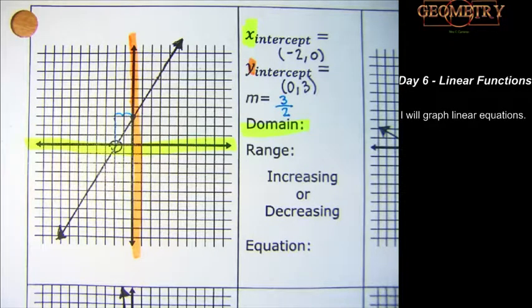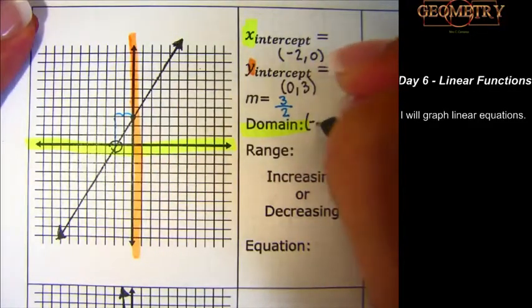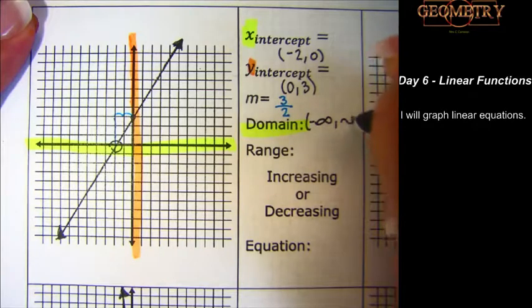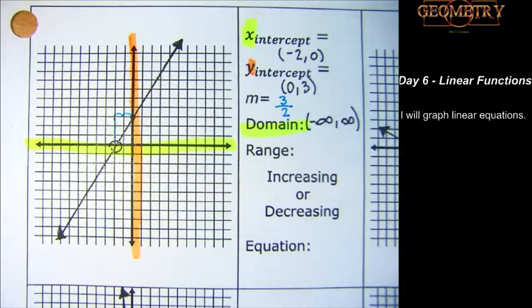What about 1,000,000? Yes. What about -1,000,000? Yes, because these arrows mean we're going to continue on. And so our domain in interval notation is negative infinity to positive infinity. The domain is all of the numbers. All the real numbers. Have to be specific.